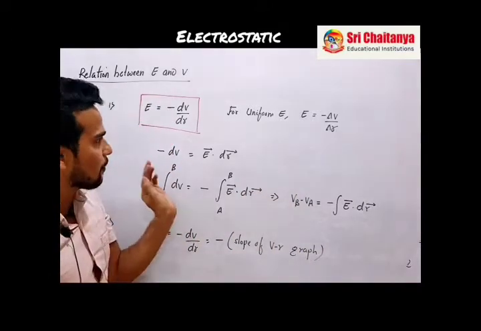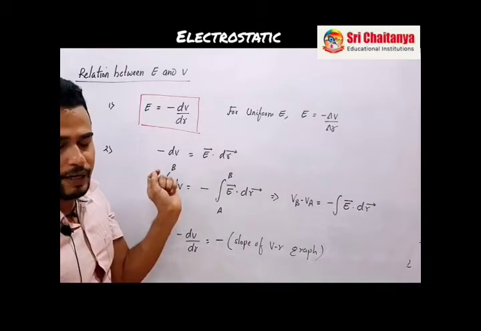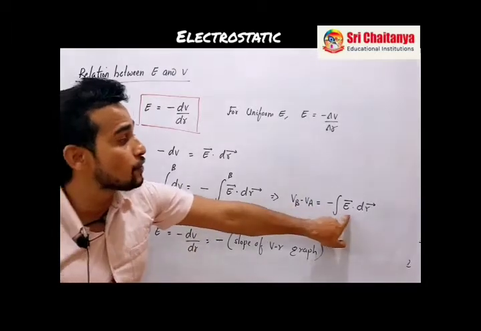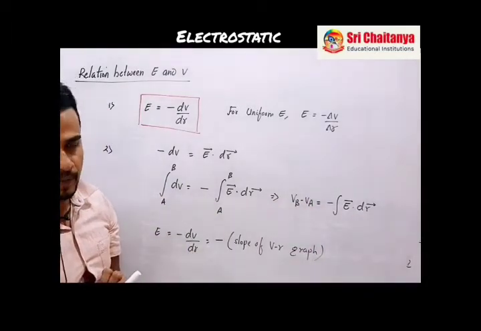So from here we can say E was equal to minus dV by dr. If potential is given, differentiate potential, electric field will come. If you integrate electric field, potential will come. Actually, you will get the potential difference.